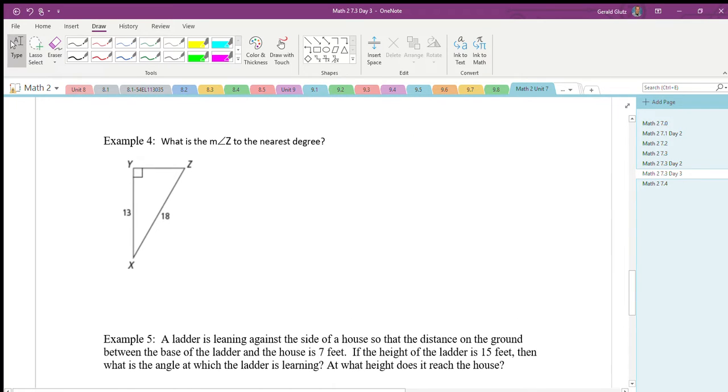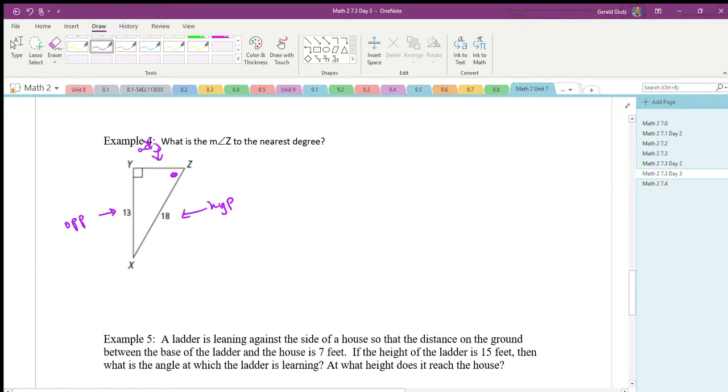On the next page, what is the measure of angle Z to the nearest degree? So I recommend pausing the video and trying to do this on your own if you can. So the measure of angle Z. Again, we got to know which two sides they give us. So this is the hypotenuse. These are the two legs. So angle Z is this angle. It is next to or touching this leg. So this is the adjacent leg, and this is the opposite leg.